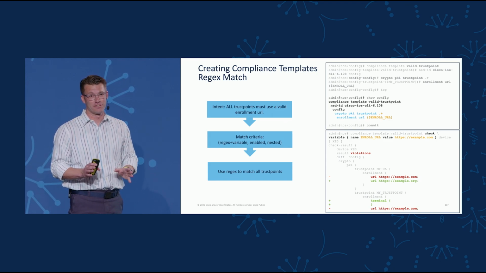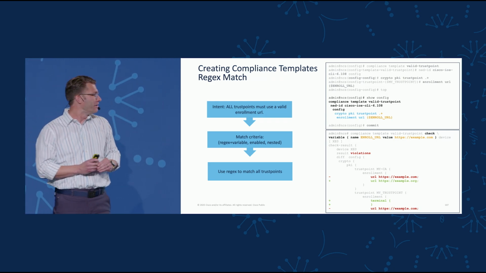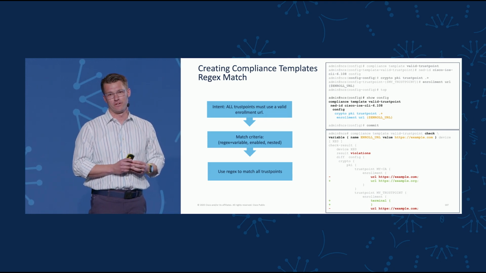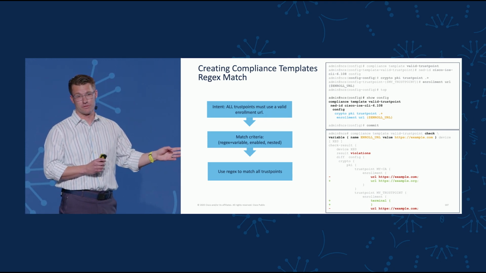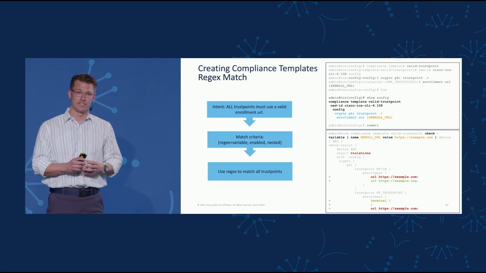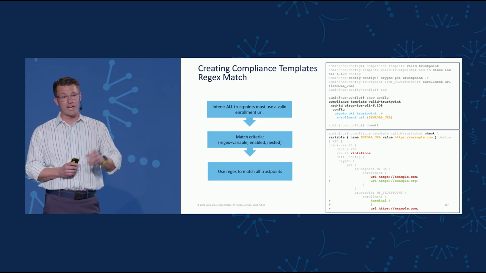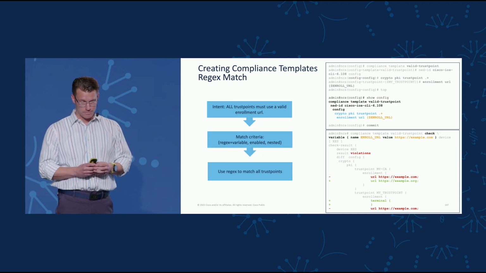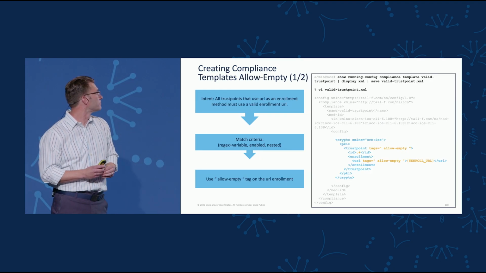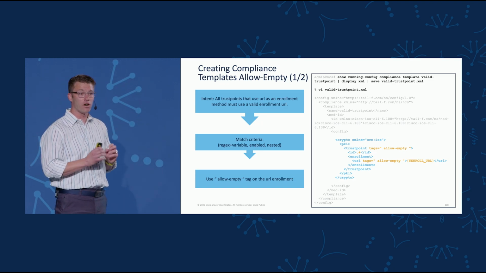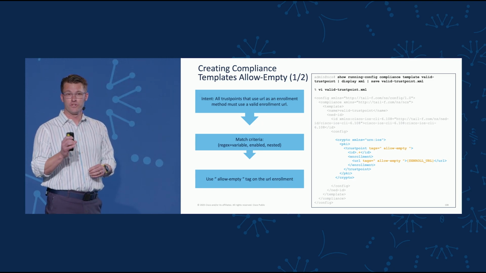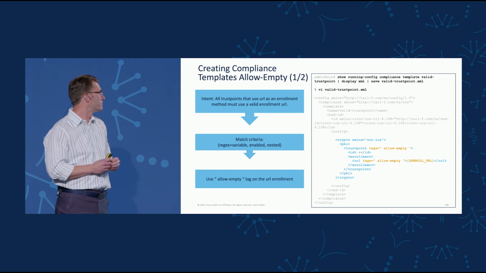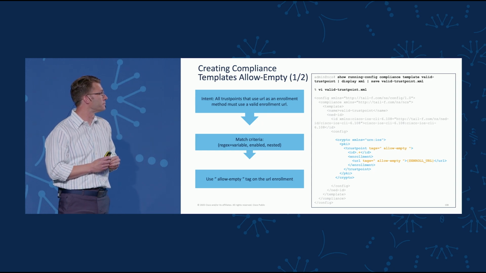We're still not done. We didn't quite get it right. If you look closely at the second trust point, it's actually using a different method for its enrollment. It's using terminal, which is actually a valid configuration in this case. So we have to do another update to see if we can get this compliance template right. So now we've updated our intent to say all trust points that use URL for enrollment must use a valid URL. Our match criteria is the same here.